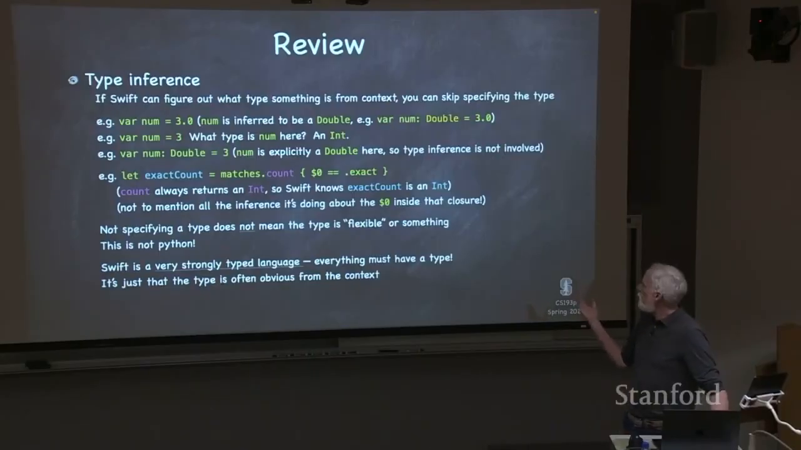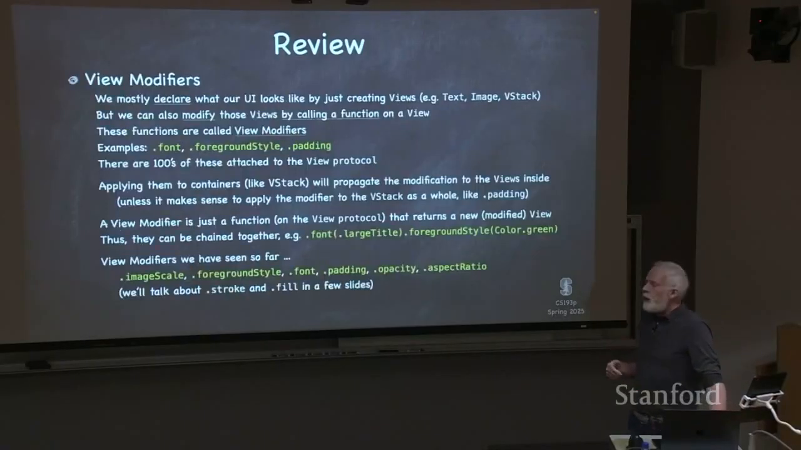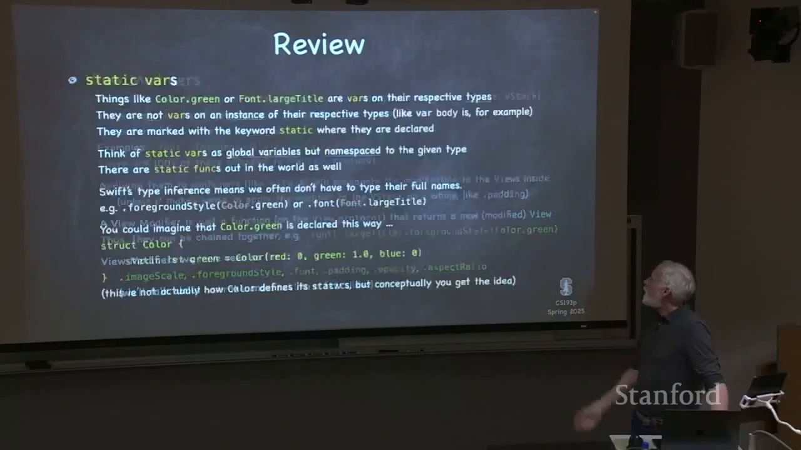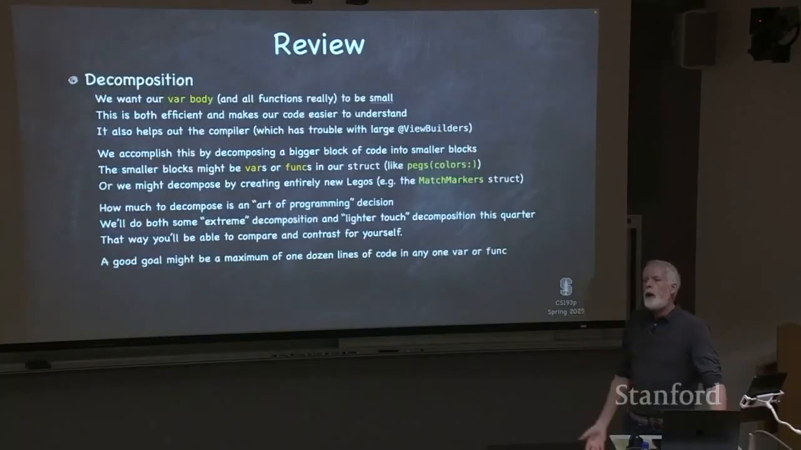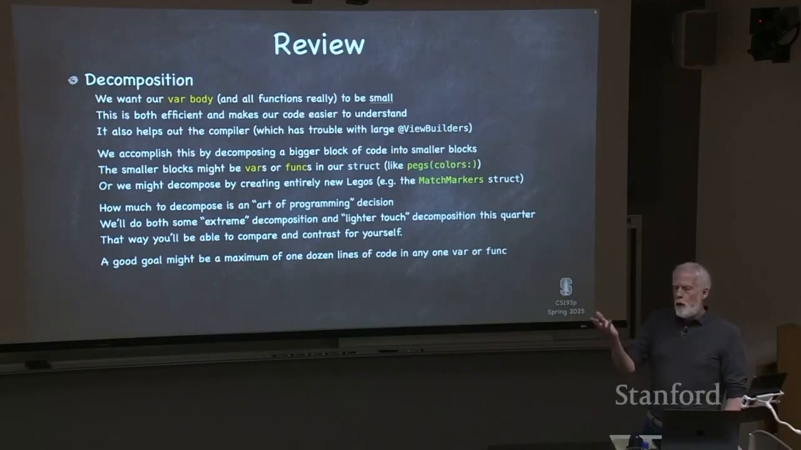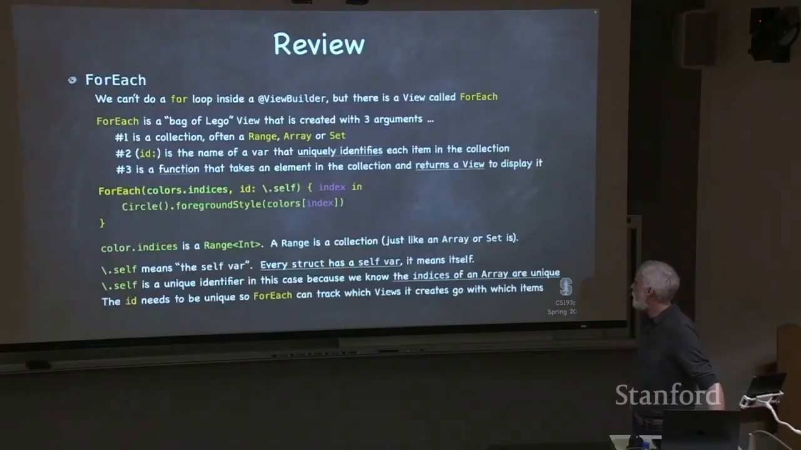There's a little bit more here about the fact that it can infer even things like var num equals 3.0, that num must be a double, a floating point number versus an Int. And view modifiers, of course, we talked a ton about that. Static vars like Color.green, those are global variables that are namespaced to a certain type. We talked about decomposition, making our own var pegs or our func pegs, or making more helicopter views as ways to decompose our big complicated var bodies into smaller things.